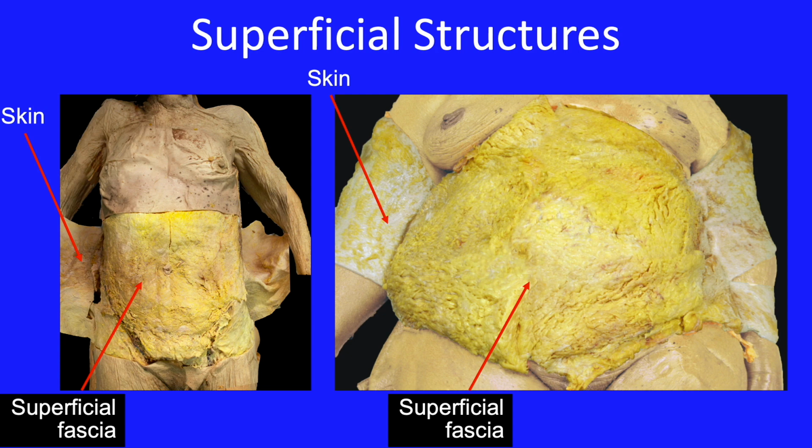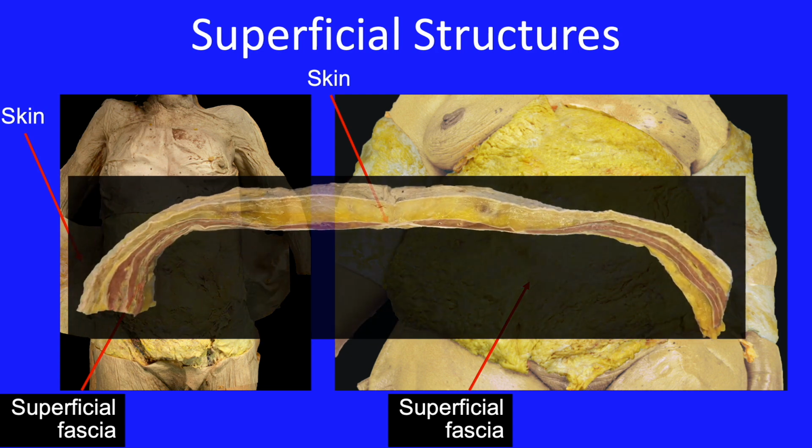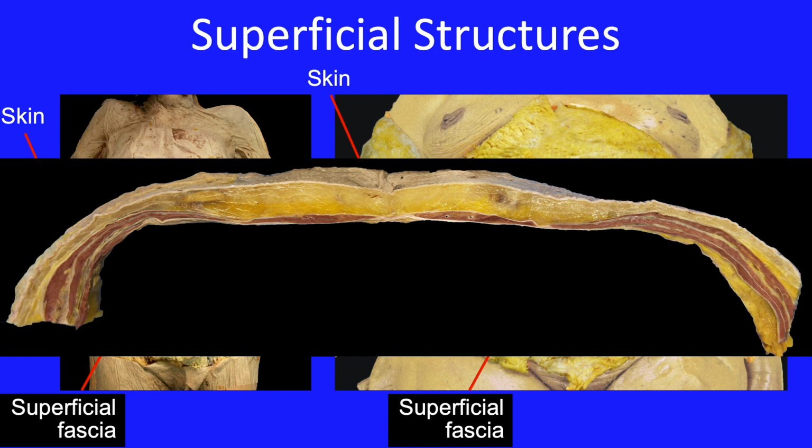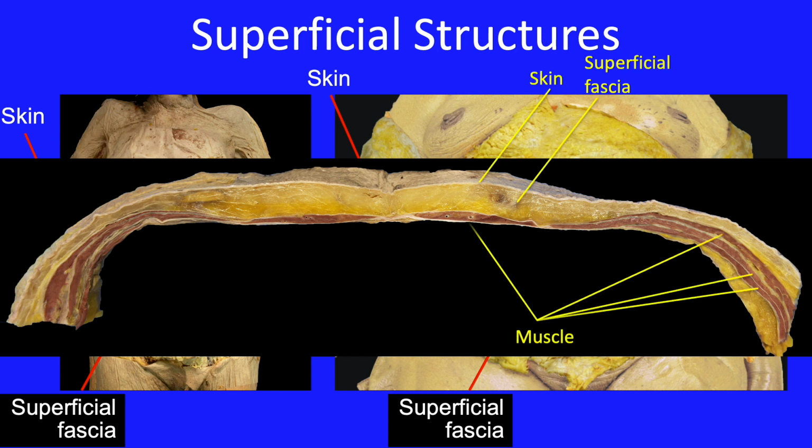To see the deep fascia, I made a horizontal section through a cadaver that is now shown. Again, I can point out the skin, the superficial fascia, and now the muscles. Those thin, whitish lines that encase the muscles are the layers of deep fascia.